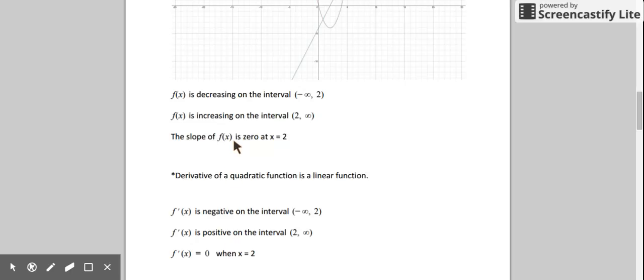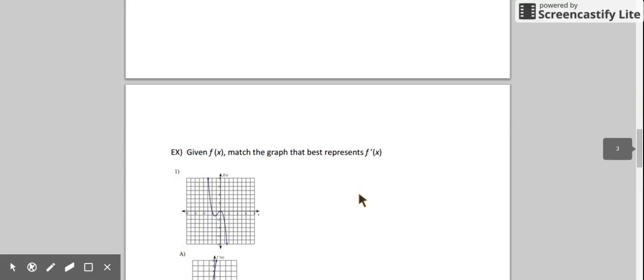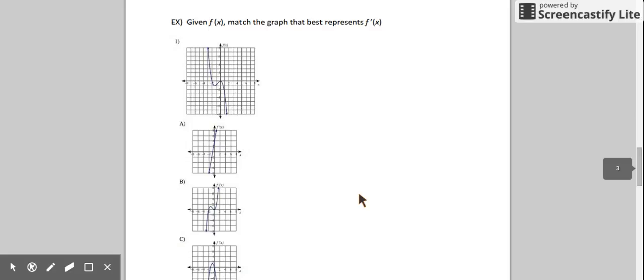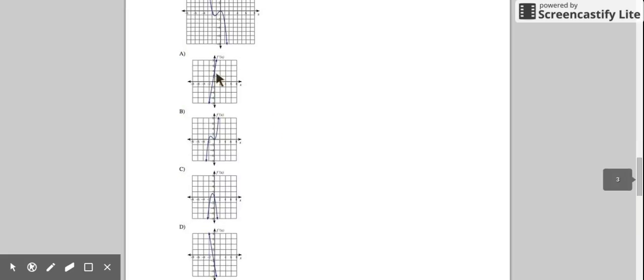And whenever you see a horizontal tangent line to a graph, that derivative value is going to be 0, or the slope will be 0. That's how we can kind of estimate things for the following examples. So here we have a function, and we want to try and match these four graphs down here as the derivative of this original function or graph. So taking a look at this original function, which of these four possibilities are the derivative graph?